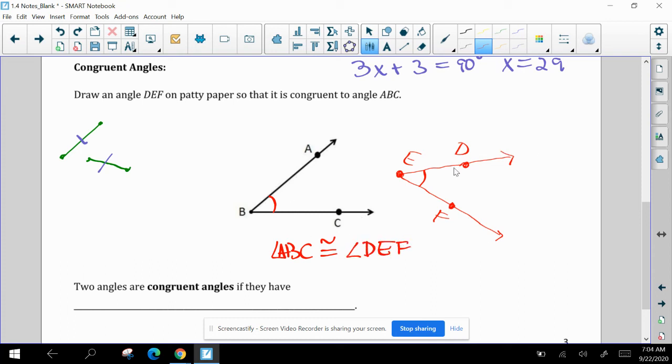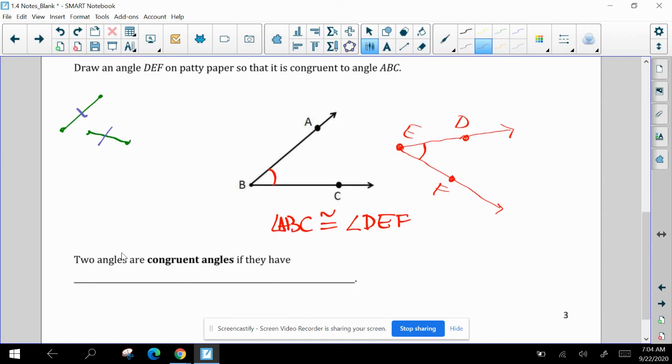Okay, now let's just think about it for a second. In order for two segments to be congruent, we knew that they had to be the same length. In order for two angles to be congruent, they would have to have the same degree measure, right? So if one angle was 40 degrees, the other one has to be 40 degrees in order for the two angles to be perfectly aligned. So they have the same degree measure.